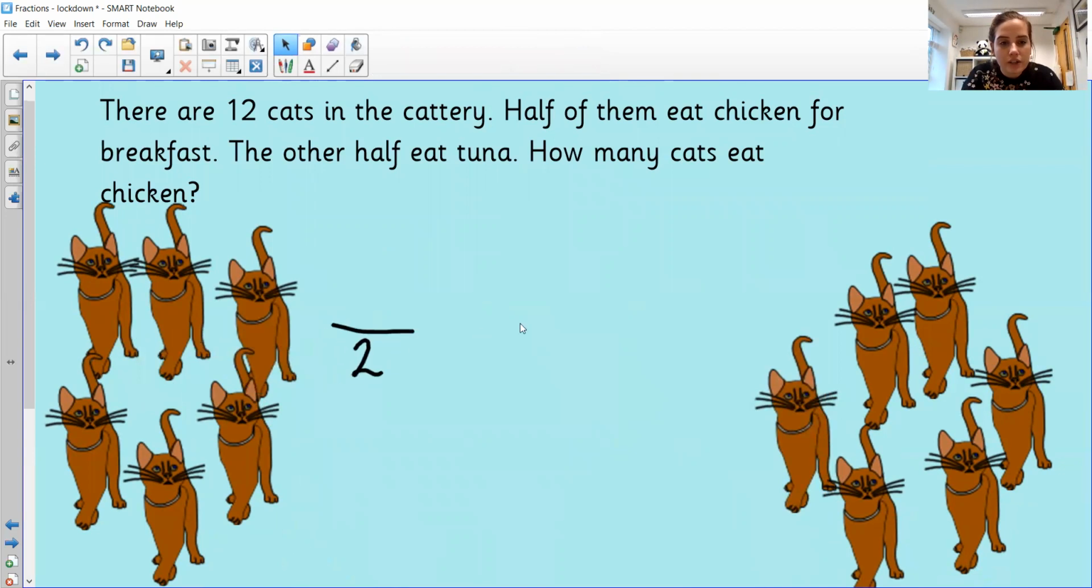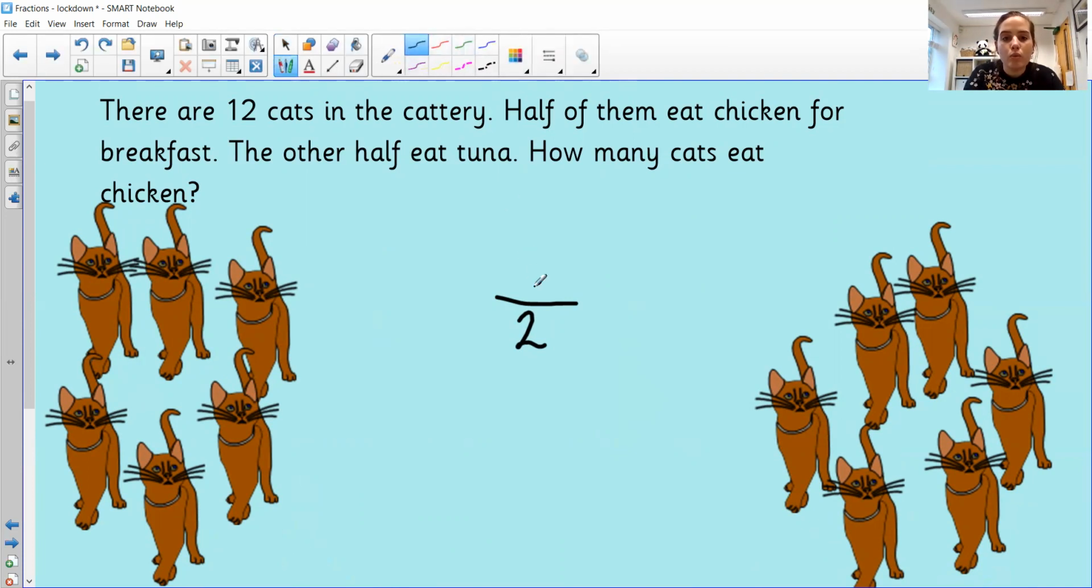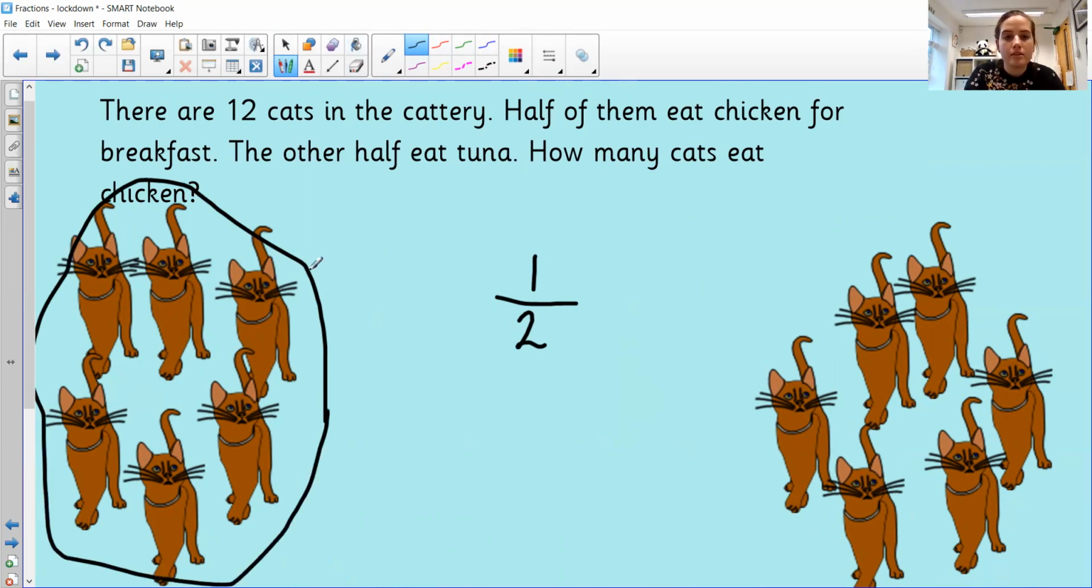Fantastic. Let's move this fraction over here because I've put them into my two parts. Okay, and I want to know how many of them eat chicken, because these guys eat chicken and these guys eat tuna. Excellent. So let's count and check if we've got the same amount of cats in each part.